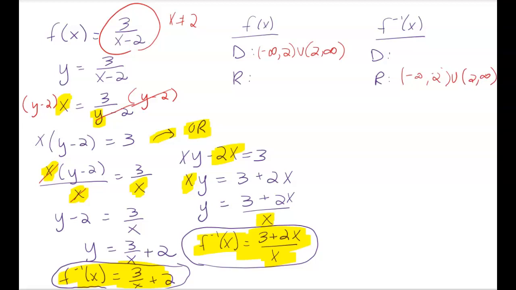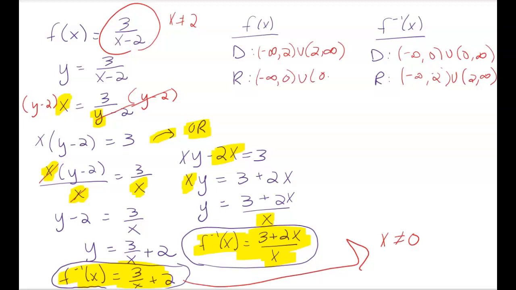Now, as far as figuring out the range of my function, it's actually easier to figure out the domain of the inverse. If you go back and look at your inverse, we can see that x cannot equal 0 there because it's in the denominator. And so the domain of the inverse is going to exclude the 0, and that in turn would give you this range of your function.